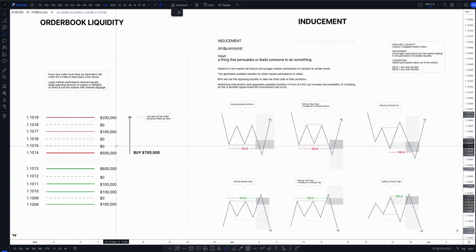Okay, so like I said over here, let's think about buying first. If you're a big guy and you want to buy, what do you need? You need a ton of people selling near the level in which you want to transact at. So if you need that sell side liquidity, okay, where on the price chart do we think there's going to be a lot of those sellers involved, right?